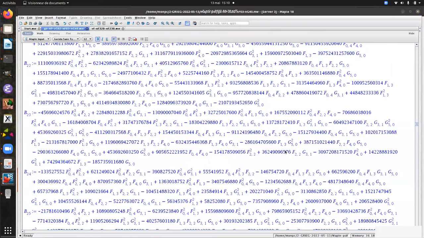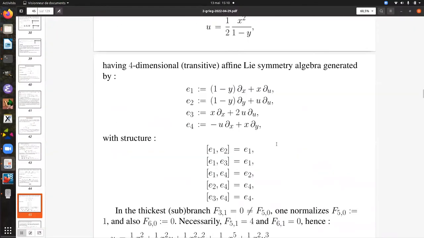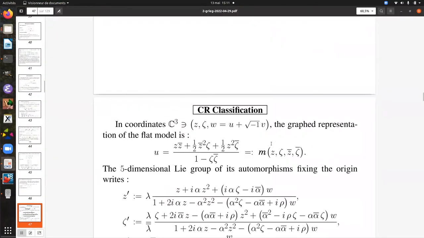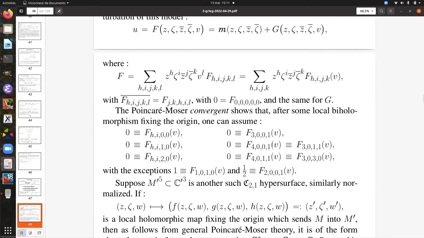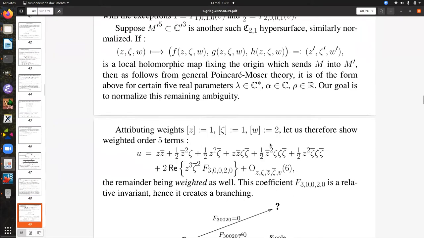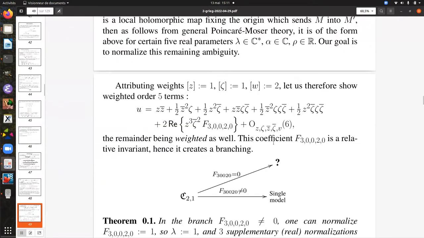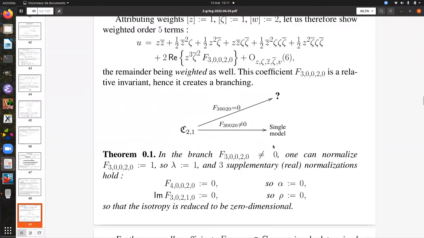Okay, so now this is something I've done with this CR classification, which was done by Beloshapka, not with something very deep using Lie algebra tools. But I was able to do the same with this power series method of equivalence. It was absolutely non-trivial because I was lazy. I did not decide to type 50 pages of details, and then the paper was rejected, of course.